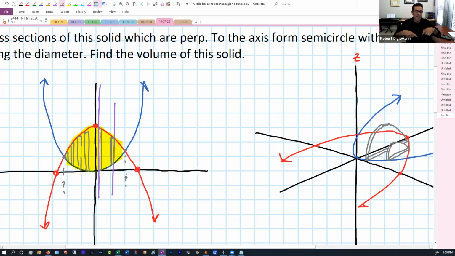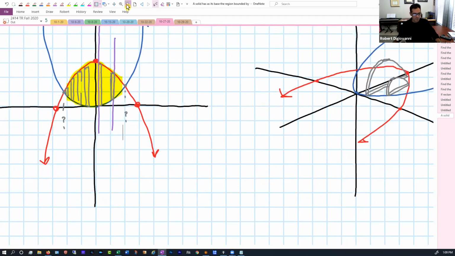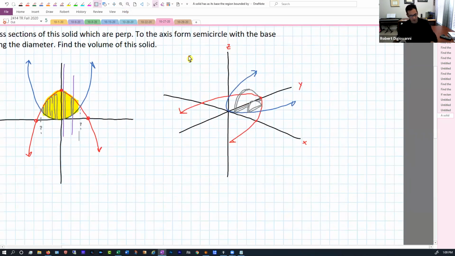But the thing that we're going to be adding up is the volume of one of those. So what we need to do is come up with a formula that would give us the volume of one of these slices. So what I like to do is take one of these slices and take a look at it. Okay, so here's my slice.